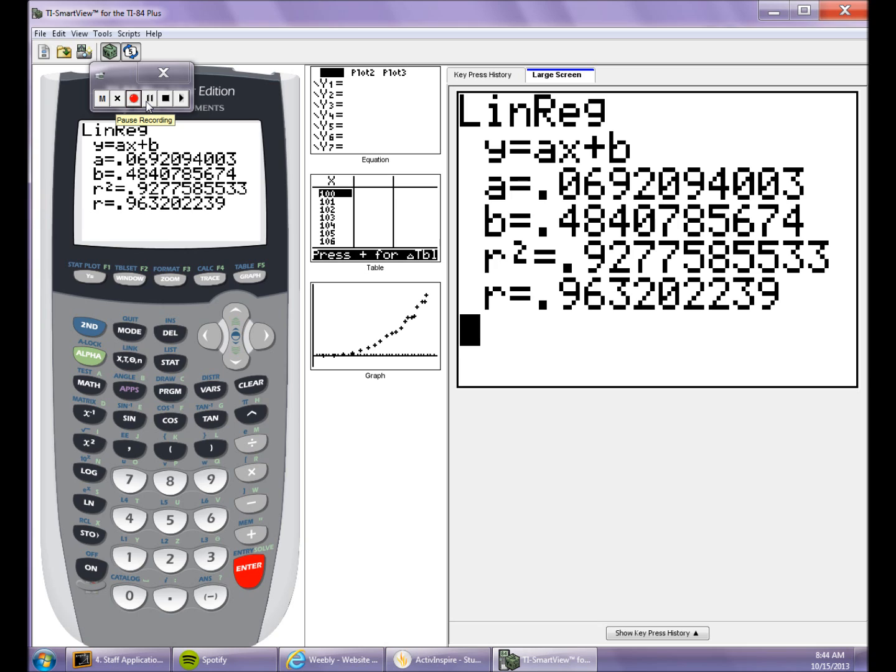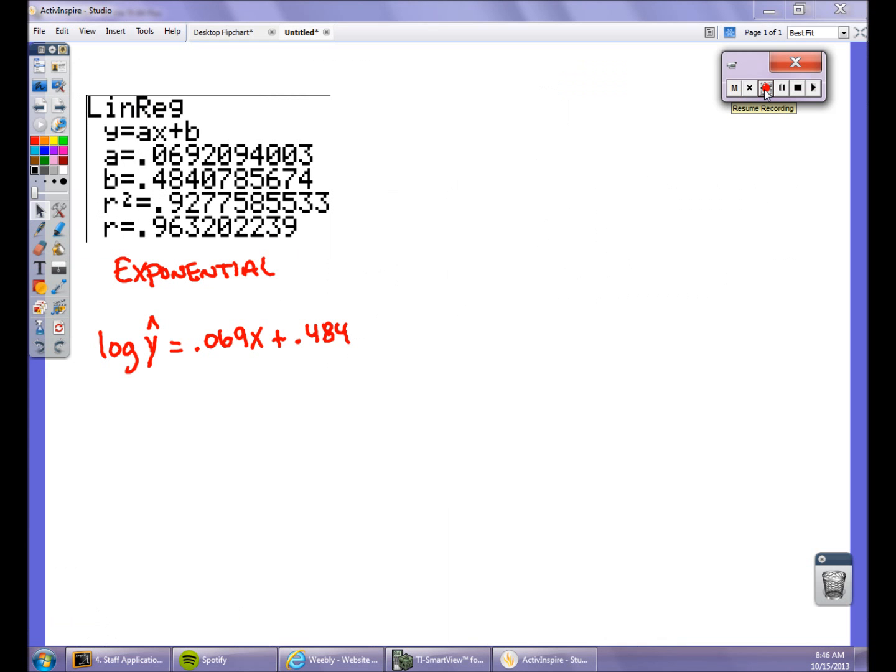I now want to transform this using powers. So taking this information, I'm going to try an exponential model. I'm taking the log of y hat equals 0.069x plus 0.484. Notice I wrote the word log before the y hat because I actually took the log of the y data located in L2 and placed that into L3. I did not manipulate the x data, so I'm not entering the word log in front of it.